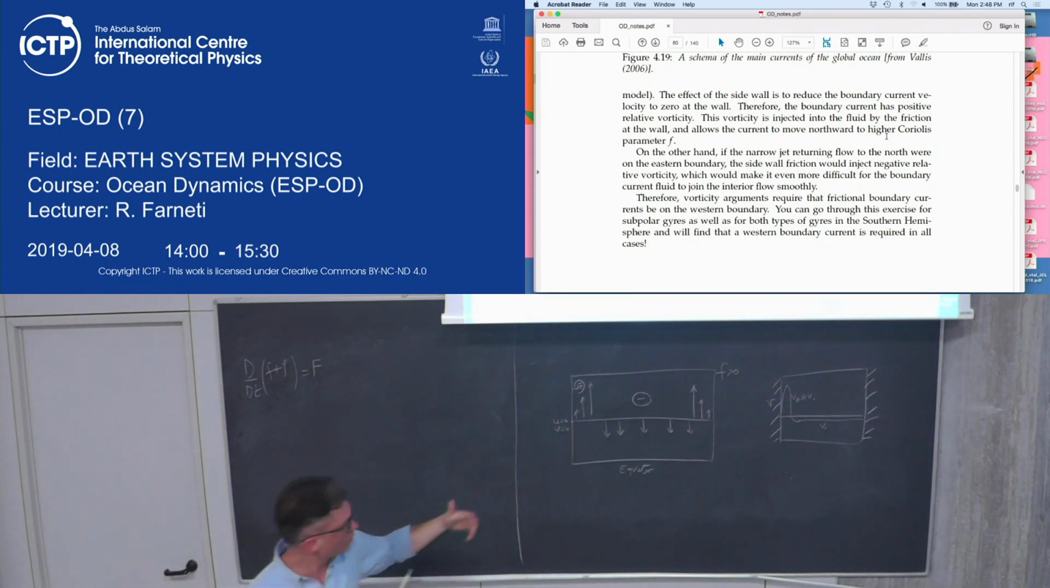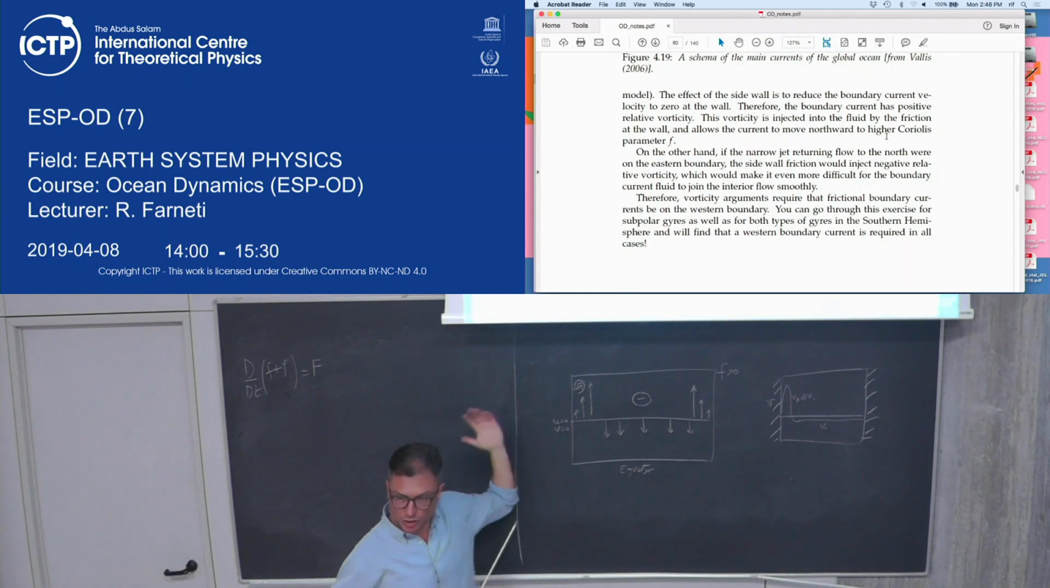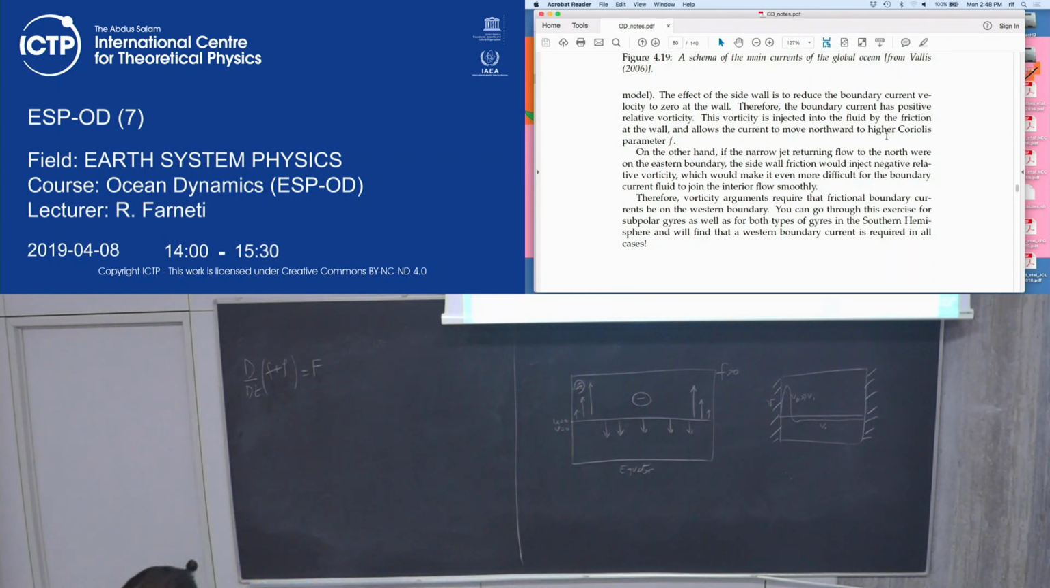Okay? You're moving north, so you're changing F. How do you balance that change in vorticity? Is by changing relative vorticity. Okay, so the two balance each other.